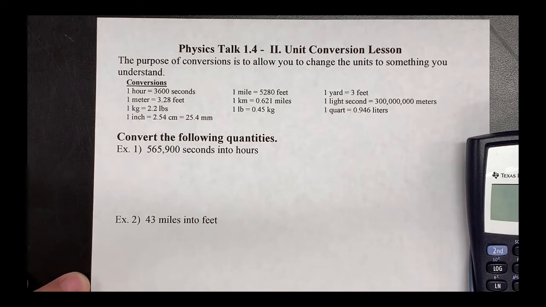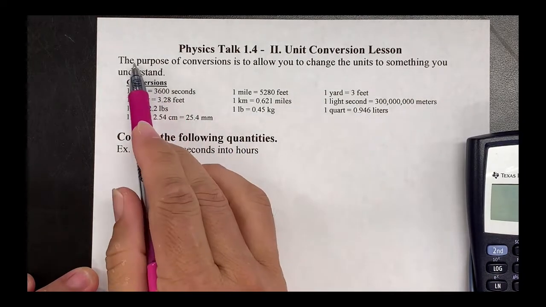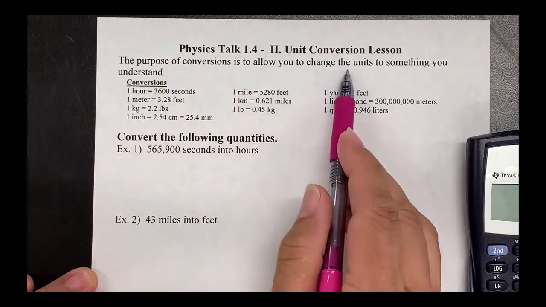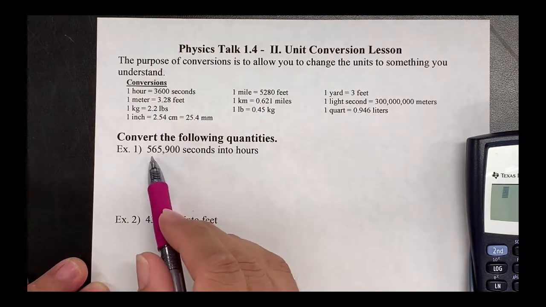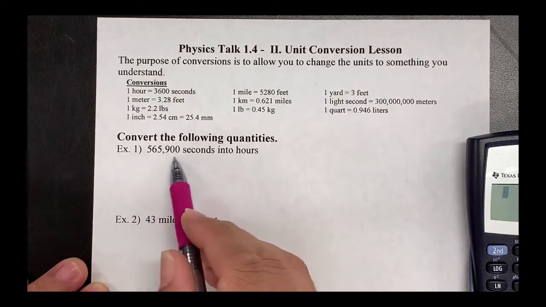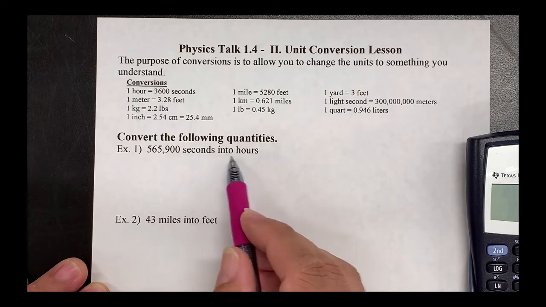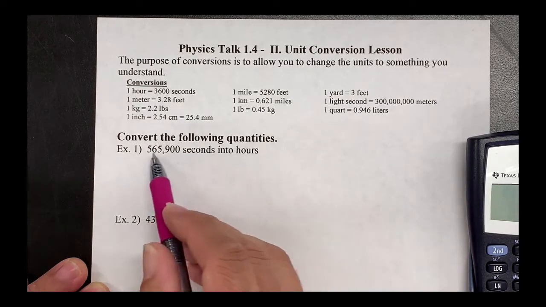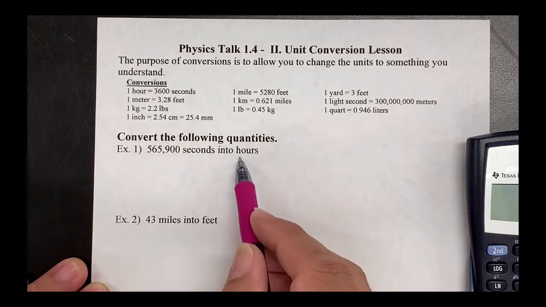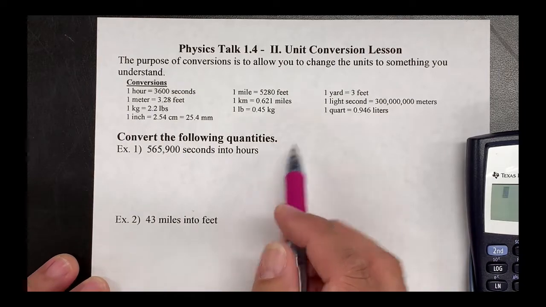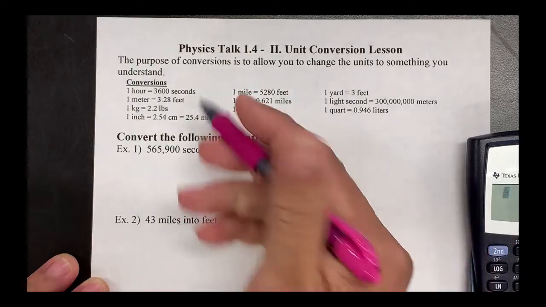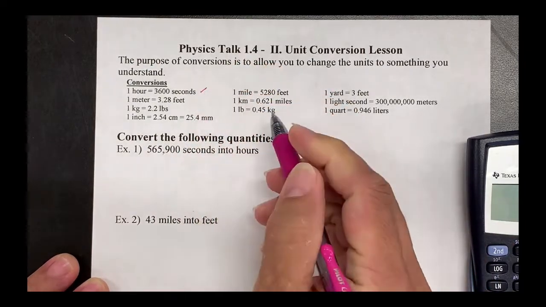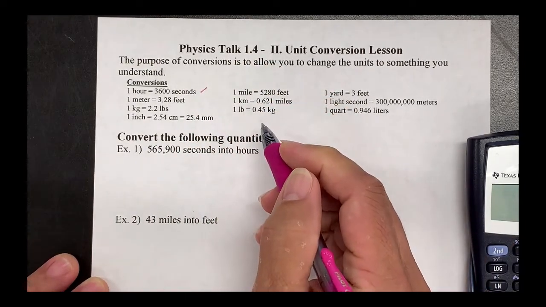Okay, so when doing conversions, again, the purpose of conversions is to allow you to change the units to something you understand. So sometimes when you get big numbers like 565,900 seconds, and they ask you to change it into hours, this we don't understand, but if it's in hours, I can understand it better. And so there's a chart of conversions I have here. I would suggest you at least copy down the hours to seconds. 1 hour is 3,600 seconds.